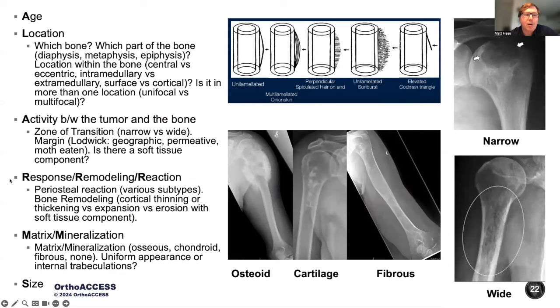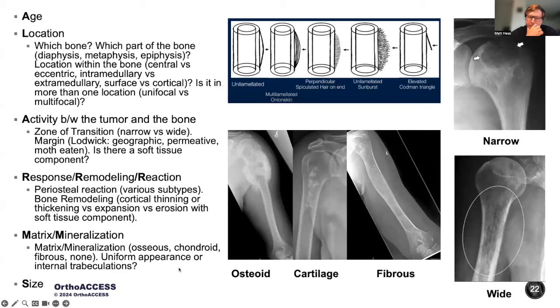So the R is for response, the remodeling reaction. This is periosteal reaction, which has various subtypes, which you can see here. For bone remodeling, is the cortex thinning, or is it thickening, or is it expanding, or being eroded? Is there a soft tissue component? And then the M is for matrix or mineralization.